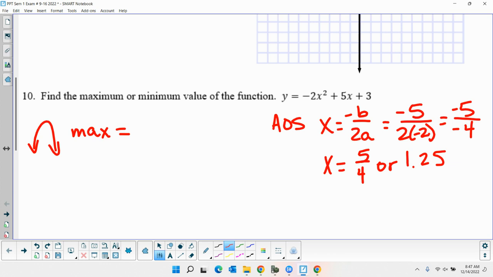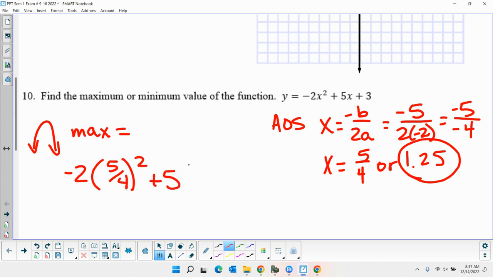Right. Okay. So that's how to get it started. All right. So we use this number and do what with it to find the max value? Plug it back in. Yeah. Brendan, is that what you're saying? All right. That tells me the y value of the vertex, which is the min or max value. The y value of the vertex is the min or max value. In this case, it's a max. So I put negative 2, and then 5/4 squared plus 5 times 5/4 plus 3.